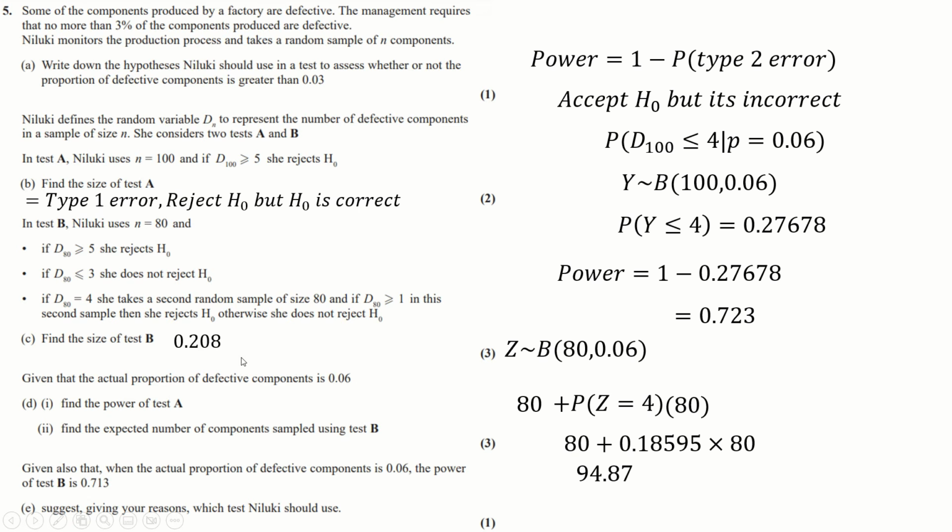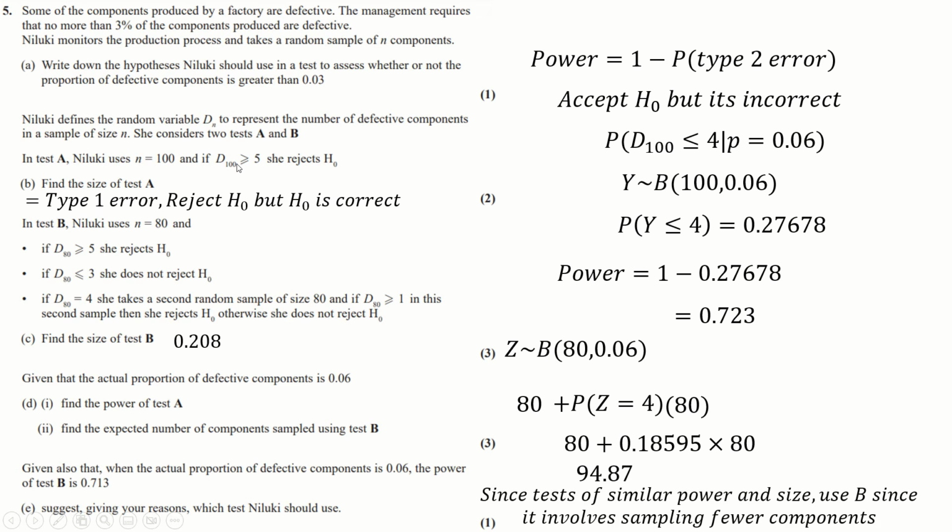If the power and the size are both equal, then that doesn't suggest one test is any better than the other, except test number B tests fewer components. It samples fewer components on average. It samples 95 as opposed to the 100 here. Imagine if your sampling of the component actually breaks the component, maybe you're testing it to its limit where it breaks, then you want to sample less, right? You want to sample fewer of them because then you're wasting fewer components in the manufacturing process and in the sampling process. So we probably want to use test number B here for that reason.